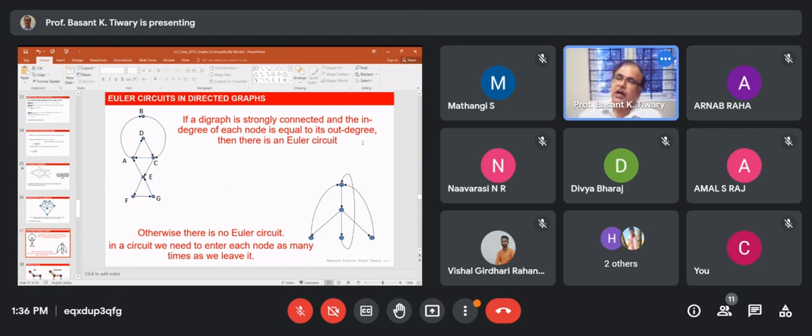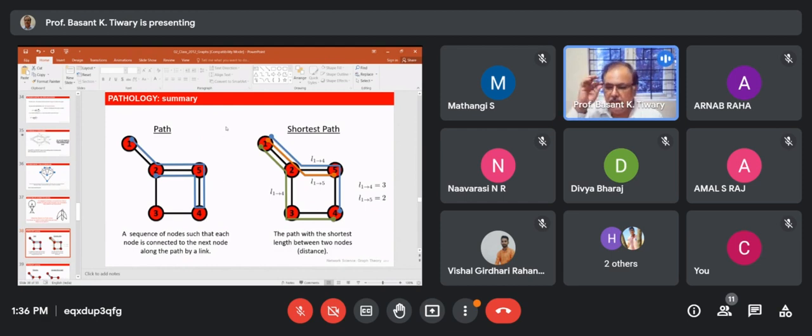But in case of a network where there is a directed network, which is called a digraph, in that case the in degree of each node should be equal to the out degree. Otherwise, there is no Euler circuit. So in a circuit, we need to enter each node as many times as we leave.